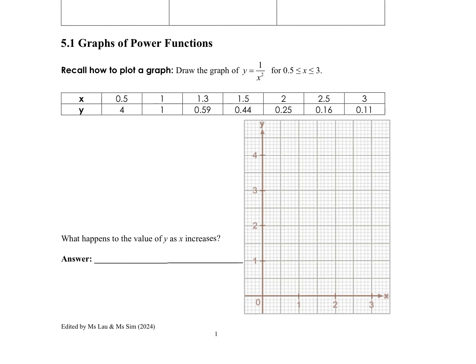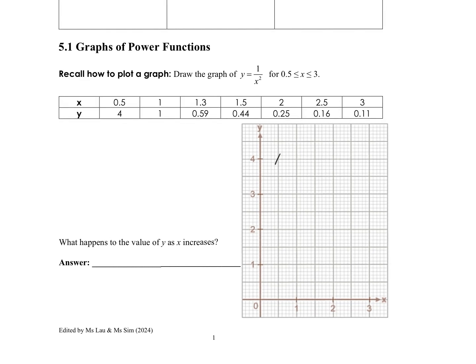0.5 and 4. Very quickly plot. 1, 1. You should be an excellent plotter, if there's such a word. 0.59, so close to 0.6. Okay, somewhere here. 1.5, 0.44. Okay, somewhere here.